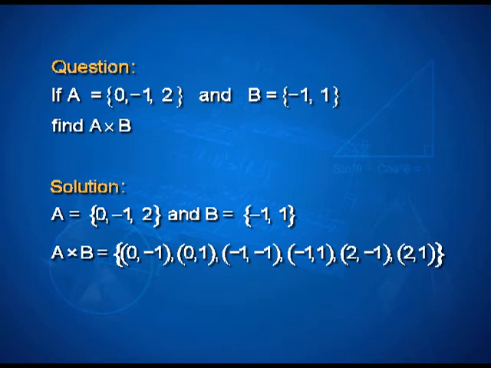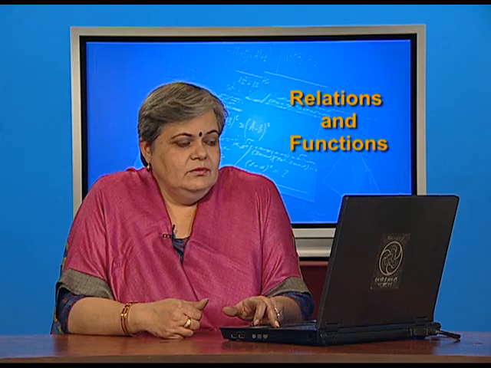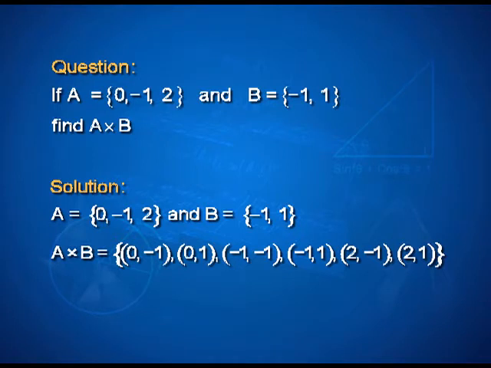And if you go in an ordered way, you will be able to list all the 6 elements very comfortably, not missing out any one of them or repeating. So, here you see I have paired 0 with minus 1 and then 0 with the second element of set B, that is 1. Similarly, minus 1 coming from set A is paired with minus 1 coming from set B, and then minus 1 is paired with 1 from set B. Similarly, you get the other 2 ordered pairs of this collection as 2 comma minus 1 and 2 comma 1.